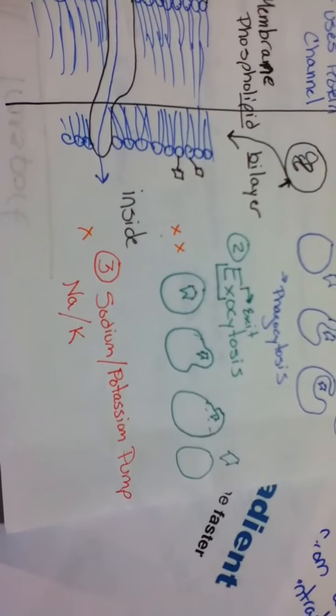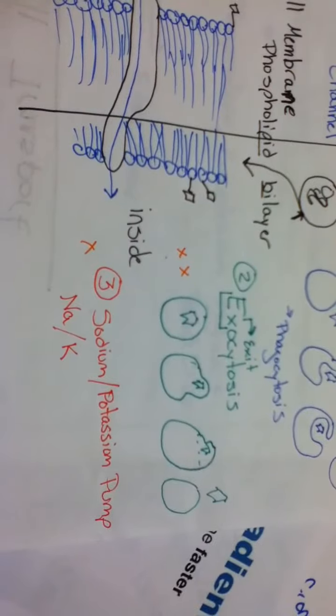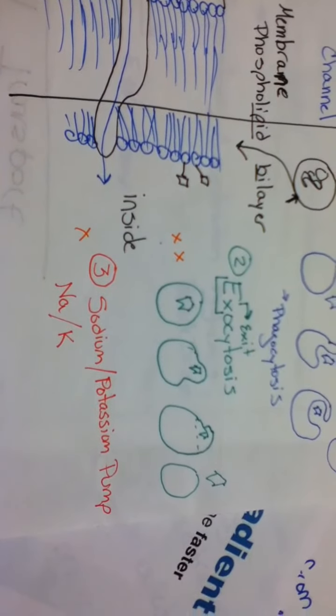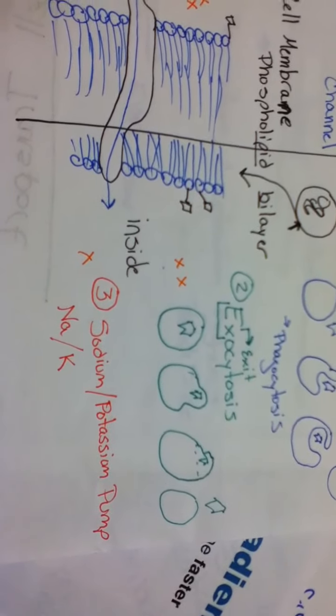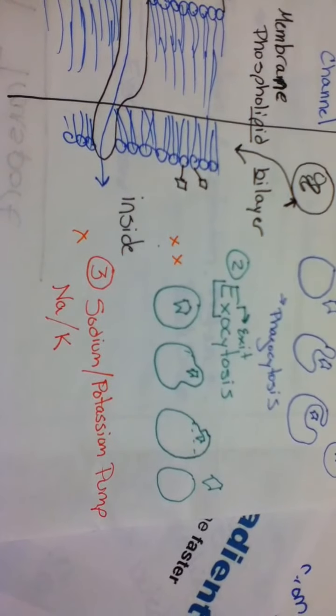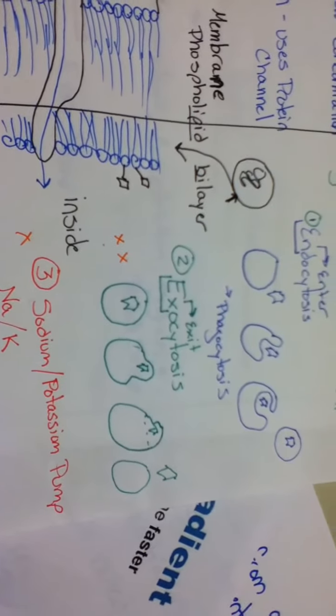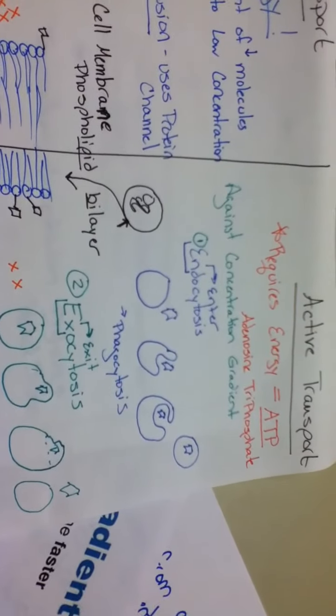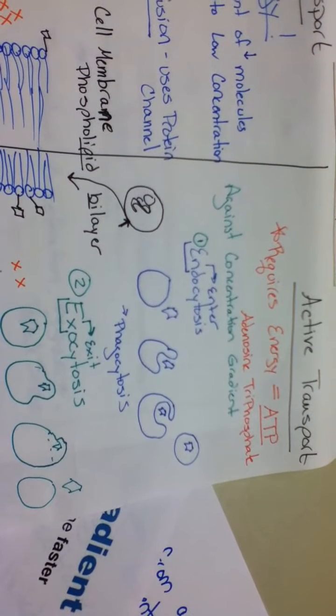And then you also have your sodium-potassium pumps, which are going to pump sodium and potassium into or out of the cell against a concentration gradient. These are three types of active transport, and they all require energy from the cell.